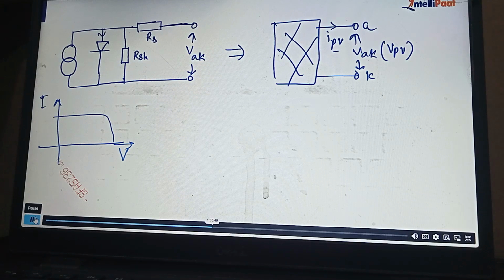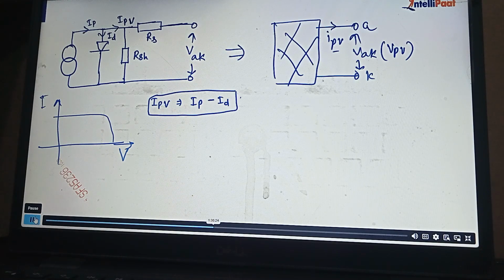So the equivalent circuit we have seen. Now there are certain components or signals which are represented. So IPV: suppose this is the photo current IP, IT is going to the diode, and IPV is the current that is coming out. So how do I write IPV? That is IP, the photo current, minus the total current which is going to the diode. Losses in the diode we have ignored here, and that way we got the IPV.